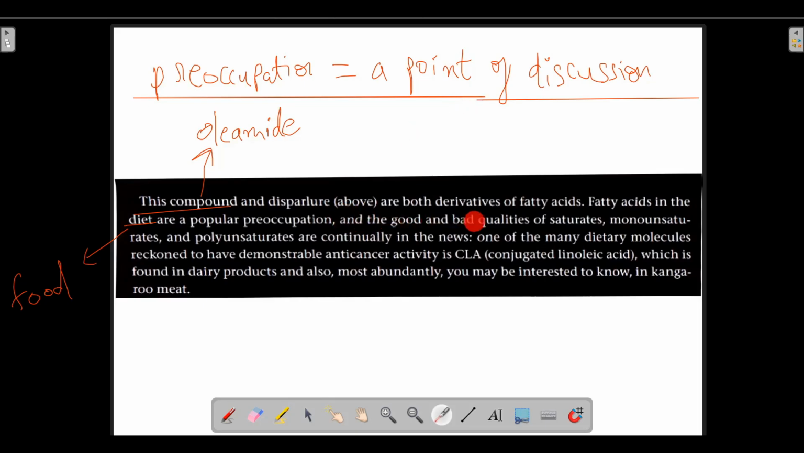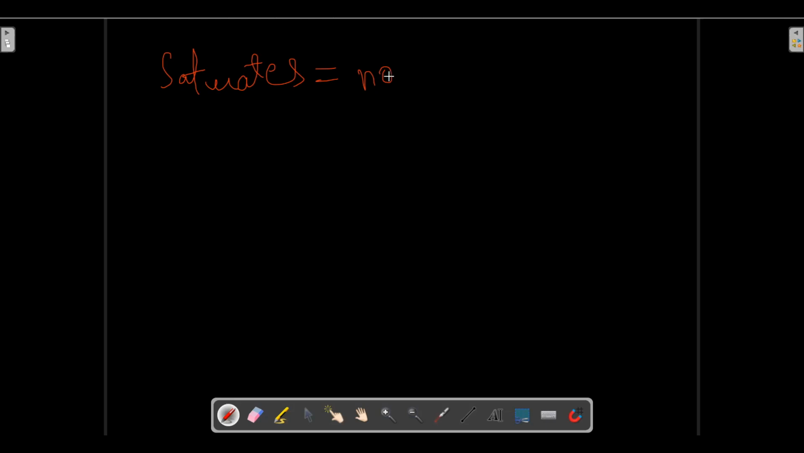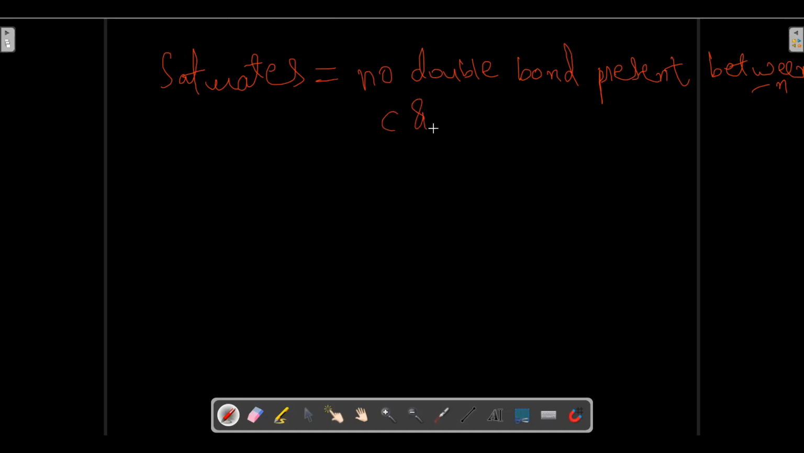Okay, and the good and bad qualities of saturates, monounsaturates, and polyunsaturates. Now, what does it mean by saturates? So in this paragraph, saturate means that no double bond is present between carbon and carbon.